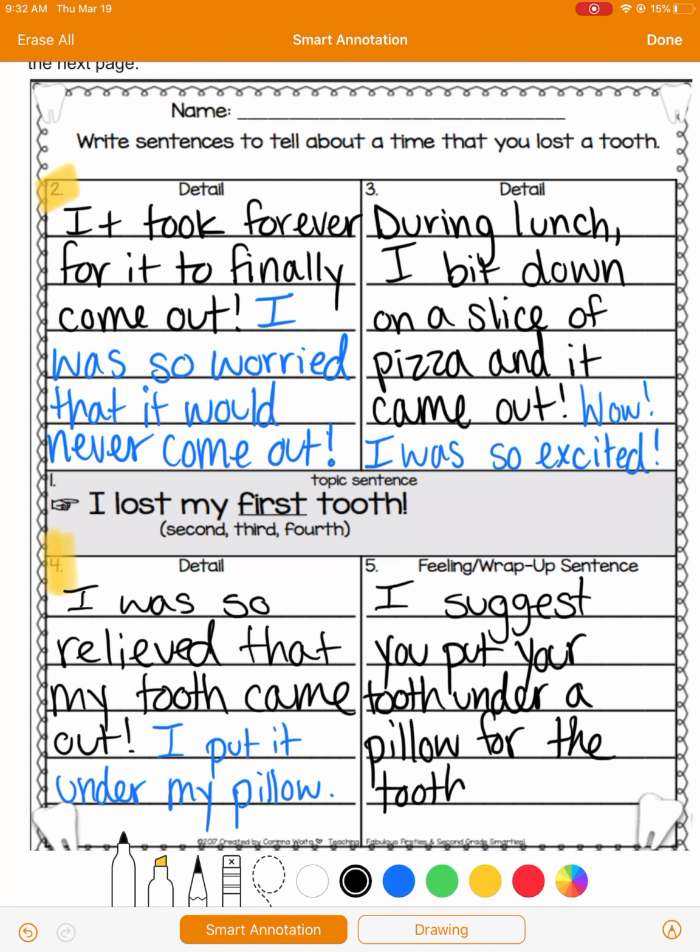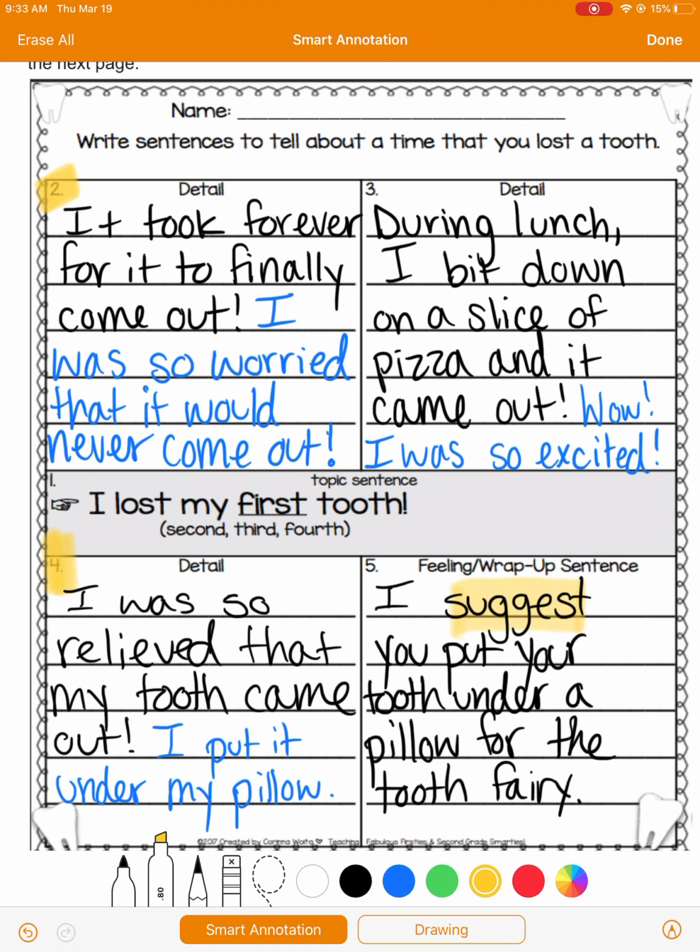Okay, now here's what you're going to do. We're going to go back and reread this. I lost my first tooth. It took forever for it to finally come out. I was so worried that it would never come out. During lunch, I bit down on a slice of pizza and it came out. Wow, I was so excited. I was so relieved that my tooth came out. I put it under my pillow. I suggest you put your tooth under a pillow for the tooth fairy. Notice that key word, I suggest. We want to suggest something to the reader.